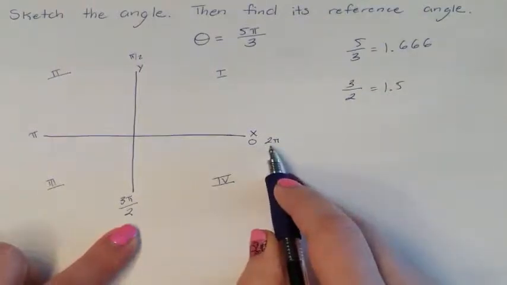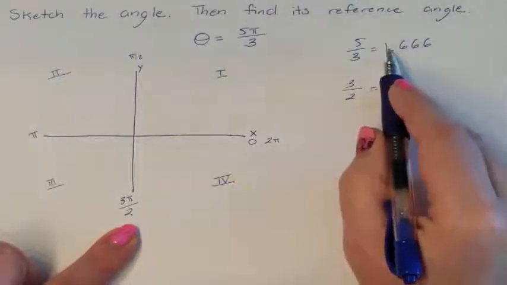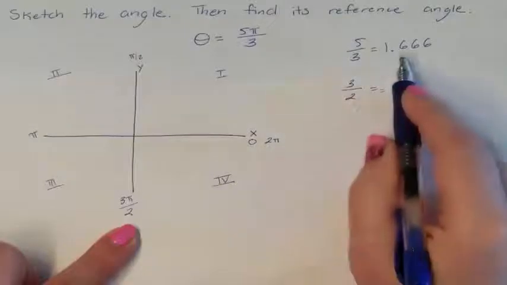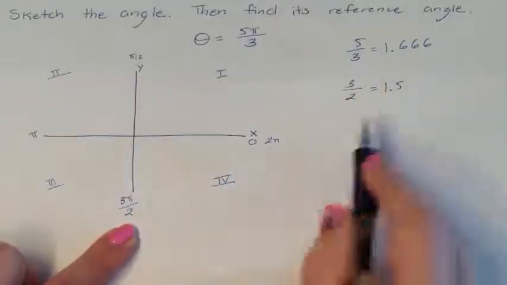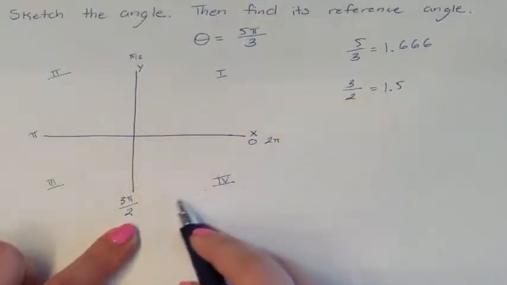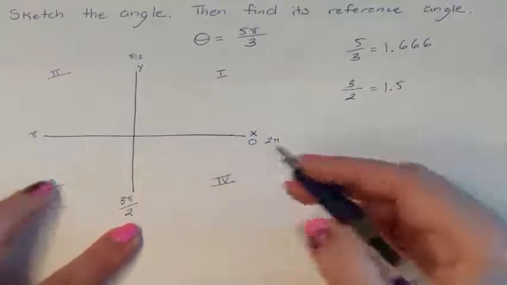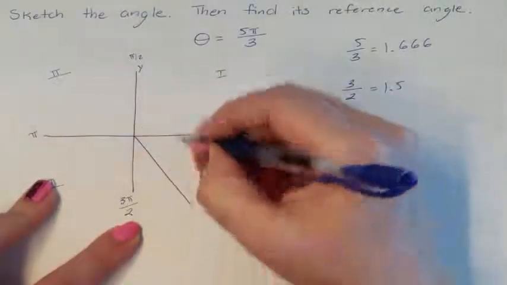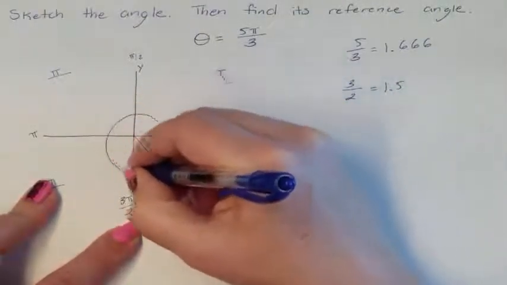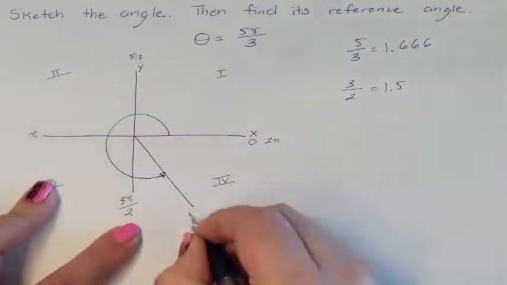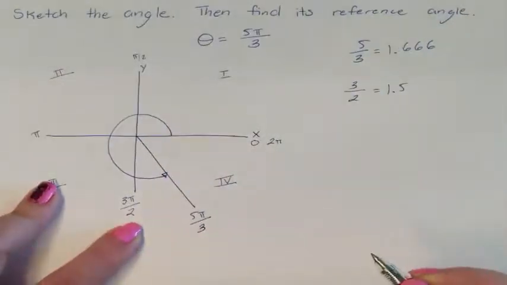2 pi is 2. This is smaller than 2, and it is bigger than 1.5. So we know it has to exist over here in quadrant 4. So let's just go ahead and draw it. 5/3 pi went all the way around, and it stopped somewhere in here in quadrant 4. So here's 5 pi thirds.